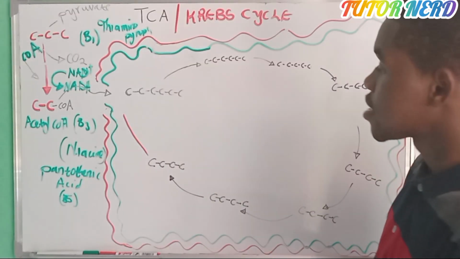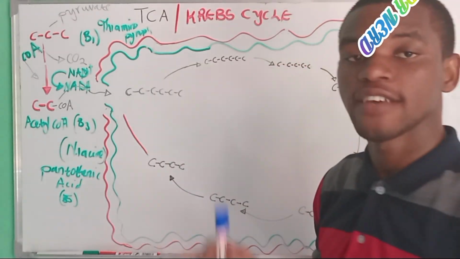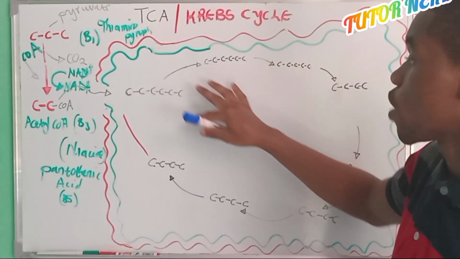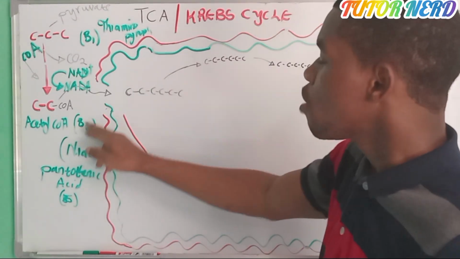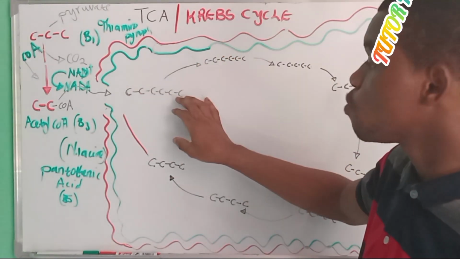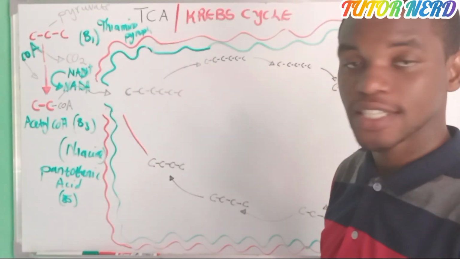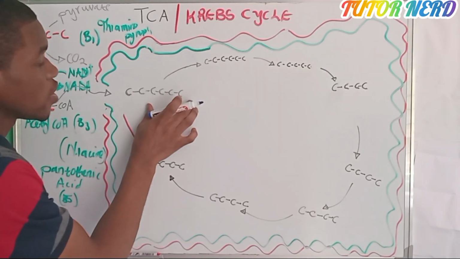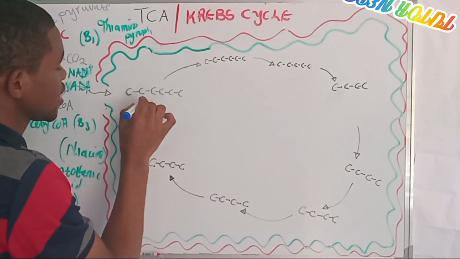So now let us talk about the different processes that will be happening here, the different enzymes that are involved, and of course the different intermediates that are involved, and what we're going to be producing in the process. This acetyl CoA, the moment it enters the Krebs cycle, it is going to be converted to an intermediate that we call citrate. This intermediate has 6 carbon atoms: 1 2 3 4 5 6. So this is the citrate.